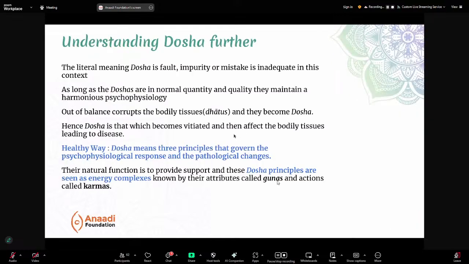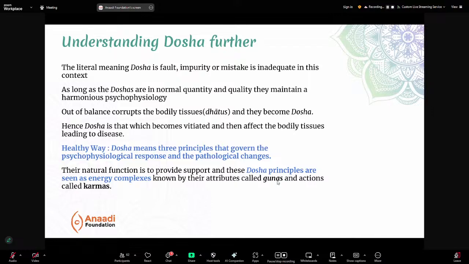So if we understand the doshas further, what is meant by a dosha? Dosha is not the dosa that we eat, that is dosa. This is dosha. Okay. Dosha is a fault or impurity or mistake, right? That is the literal meaning of it. But it also means that something that can go out of balance in the system. So when there is an external impact or some internal impact, it will go out of balance. So that is why it is called a dosha. So out of balance corrupts the body dhatus, and that becomes a dosha. Hence, dosha is that which becomes vitiated and affects the bodily tissues, leading to disease.